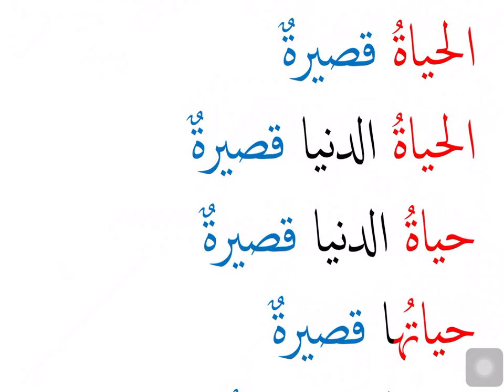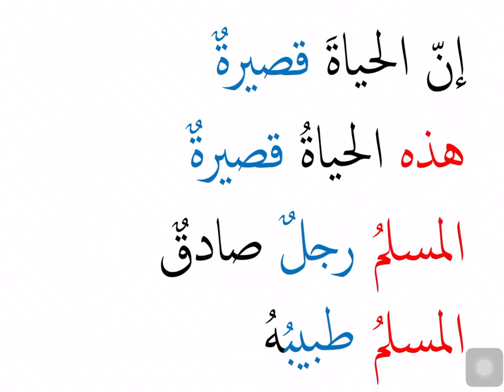Hayatu dunya qasiratun. What is going on here? Hayatu is the mubtada, ad-dunya is its mudaf ilayh. The life of the world is qasiratun, khabar mufrad, short. Hayatuha qasiratun. Hayatu mubtada, ha its mudaf ilayh, qasiratun short. Its life is short. I'm trying to show that mubtada does not have to be just one word, it could be part of a construction. So keep the whole construction or any other links that it may have together and then put the khabar.